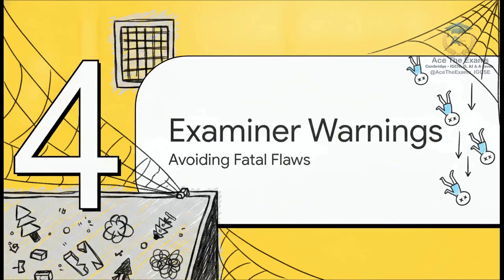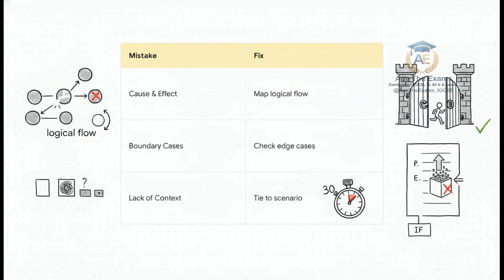Section 4. Top Examiner Warnings. Let's look at the exact fatal errors that trap unprepared students in the arena year after year. According to the examiners, these are the top 3 mistakes you must defend against. First, confusing cause and effect. Think back to our linked list.